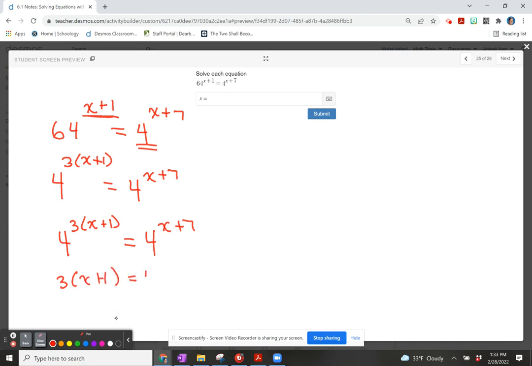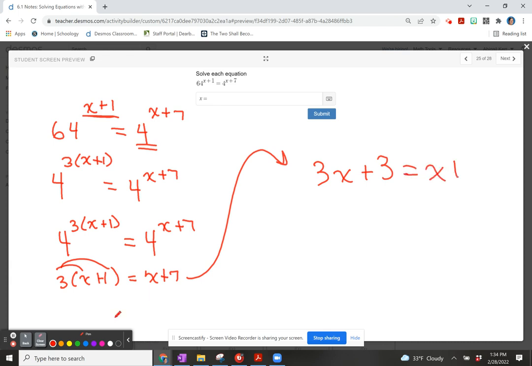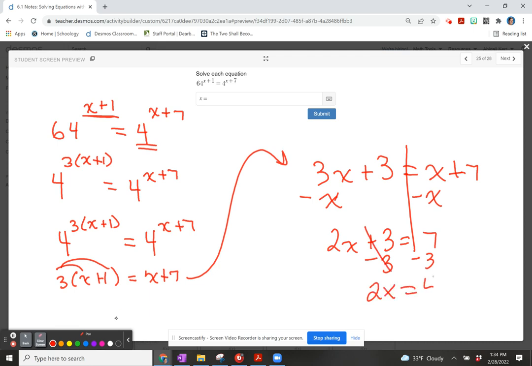Remember, we need to distribute. I'm going to show my work over here. So 3x plus 3 equals x plus 7. Minus x on both sides. 3x minus x gets us 2x. And now all we have is a two-step. So 2x equals 4. And we're going to divide by 2. x equals 2.